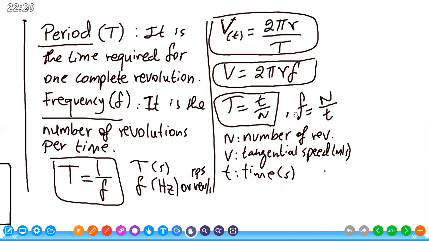I get the time for one turn. And also frequency is the inverse of period. So it can be n over t, number of turns per time. It is the number of revolutions per time, okay? So n is considered to be the number of revolutions, v the tangential speed in meters per second, and here t, small t, is going to be the time.